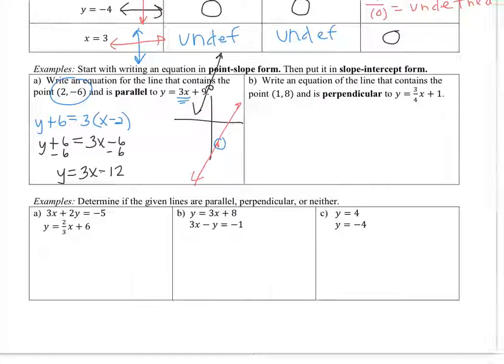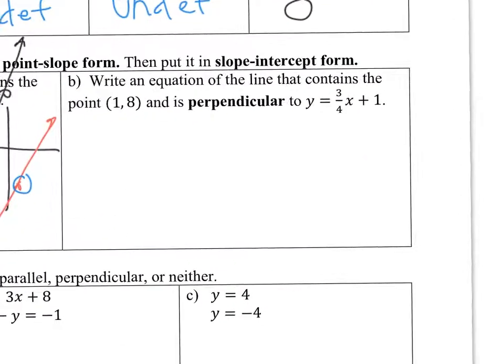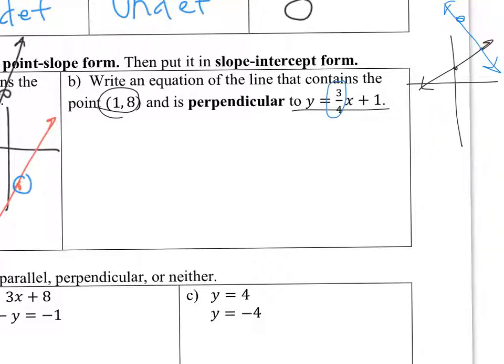Okay, letter B. Write an equation for a line that contains (1, 8), and it's perpendicular to this line. So you have this line, y equals 3/4 x plus 1. So it looks like this. Now you want to write an equation of a line that goes through (1, 8) that's perpendicular. So we know the slope that we're going to use is the opposite reciprocal of this, but again, we don't even care about this y-intercept. We just want this slope. So the slope right here is 3/4, so the slope that's perpendicular is negative 4/3.